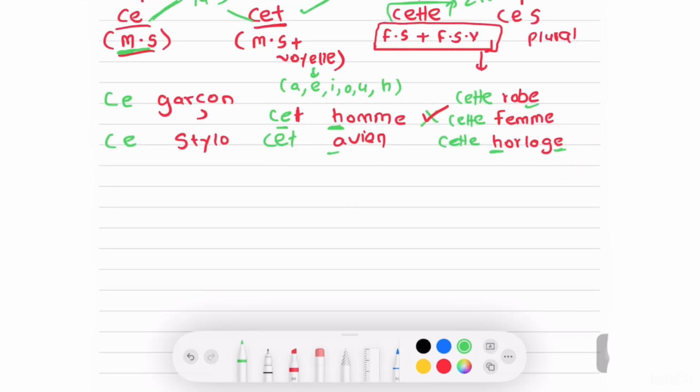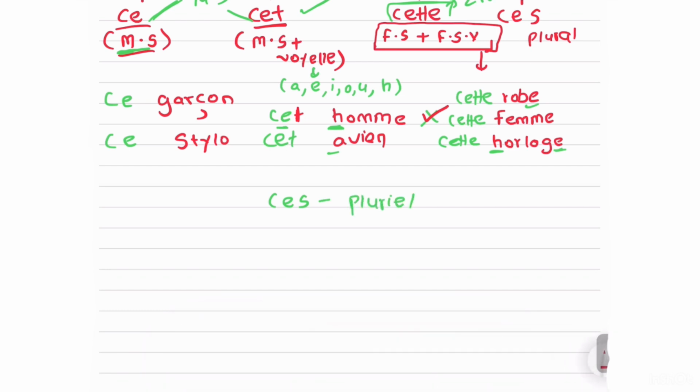Fine. Now we come to our last one, that is CES, that is used for pluriel. Now here the plural is used for both masculine plural and feminine plural.